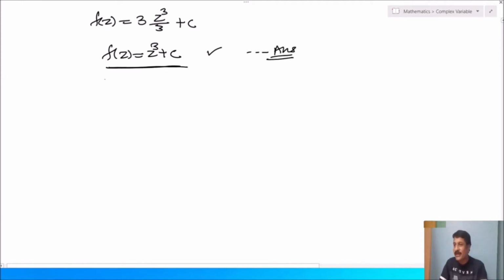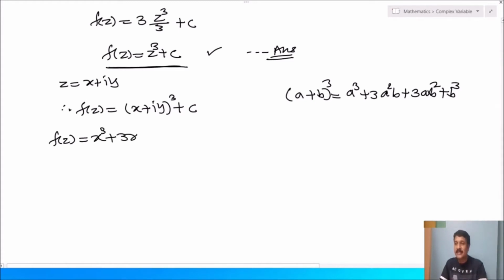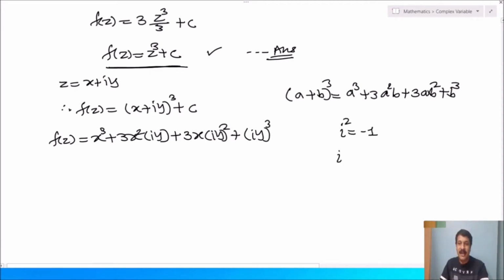But suppose I want to find u. So what is z? z equal to x plus iy, and therefore f of z equal to (x plus iy) cube plus c. As we know, what is (a plus b) cube? It is a cube plus 3a square b plus 3ab square plus b cube. So by using this formula, I can write f of z equal to x cube plus 3x square iy plus 3x (iy) square plus (iy) cube. Note that here i square means minus 1 and i cube means i square into i, means minus i.